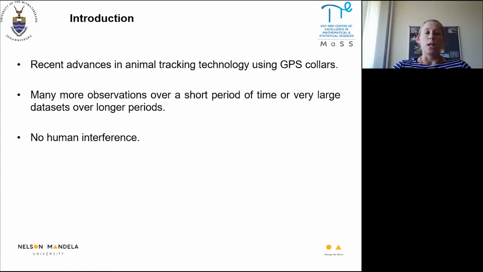One of the massive advantages of doing this is that it means that there is no human interference. Typically, if you want to observe an animal and see what it's doing, if you're actually out in the field, the presence of the human can actually interfere with the animal. Also, depending on what is being tracked, it can also be a danger to the human.